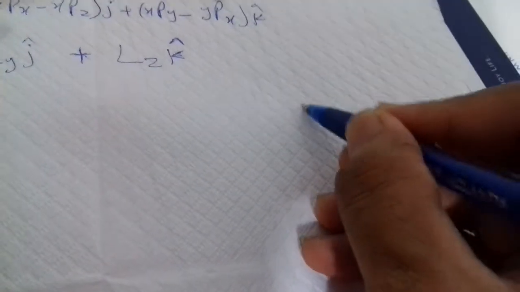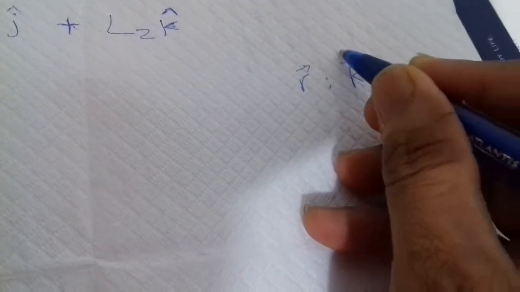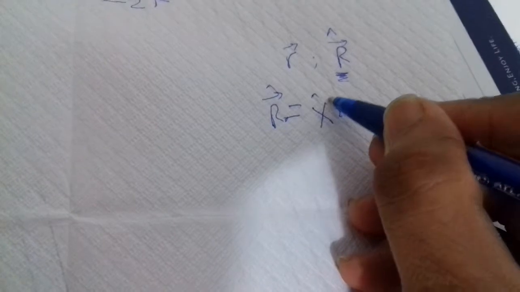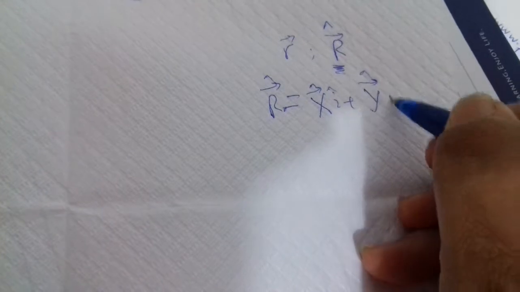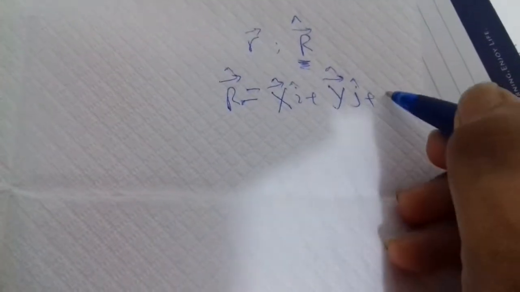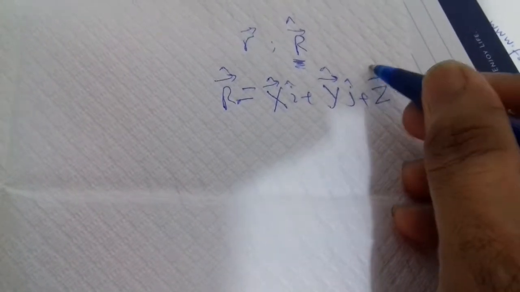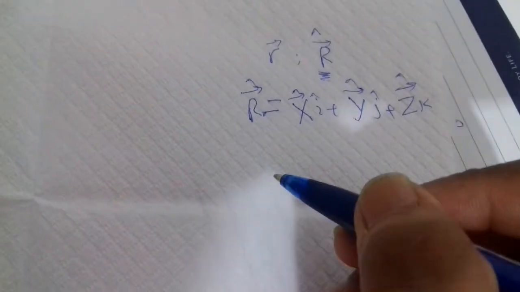When we write only the small r, it represents the position vector, and when we write the capital R vector with a hat over it, it represents the operator of the position vector. And the operator of the position vector is equal to capital X hat i hat plus Y hat j hat plus Z hat k hat, with X, Y and Z. This is called the operator of the position vector.